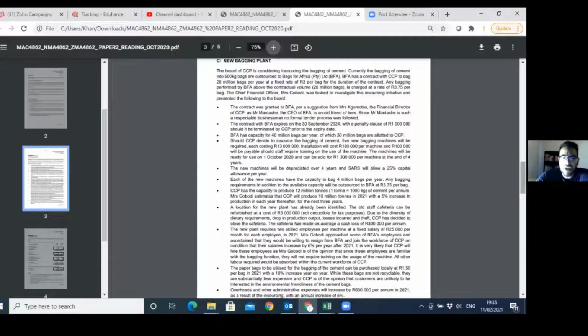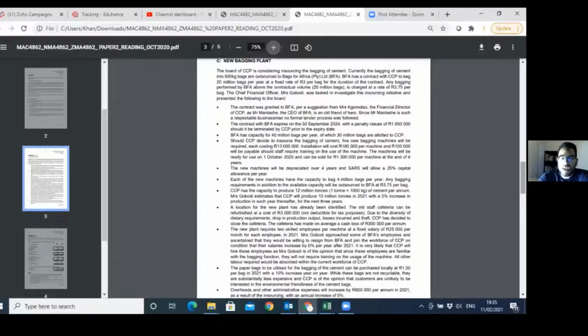The next bullet point: the plant requires 2 skilled employees per machine. Remember, we have 5 machines, so we need 10 skilled employees at a fixed salary of 25,000 rand per month for each employee. So to get the employee cost, it will be 2 employees per machine times 5 machines, so 2 times 5 multiplied by 25,000 rand per month. But because the NPV calculation is on an annual basis, we multiply it by 12. That is 25,000 rand per month for each employee in 2021.